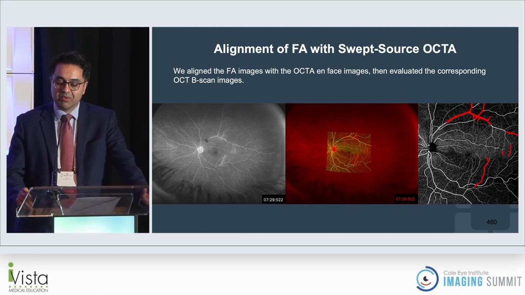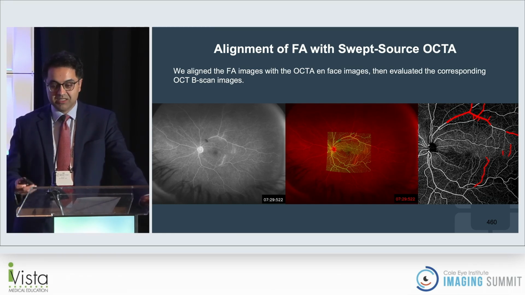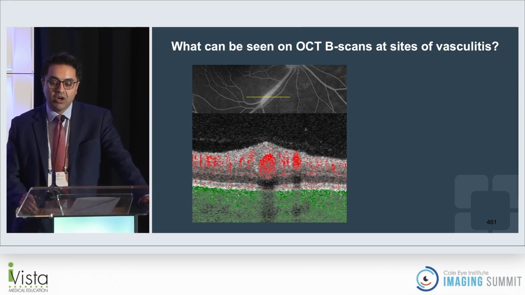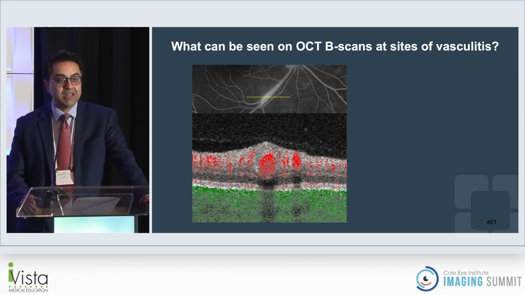So first, what we did is we aligned our FA images with the OCT en face images, and then evaluated the corresponding OCT B-scan images. The areas in red, all the way on the right, were areas that showed leakage on the fluorescein. And when we go in and actually look at what's happening on the B-scans at the sites of vasculitis, we see a number of things.